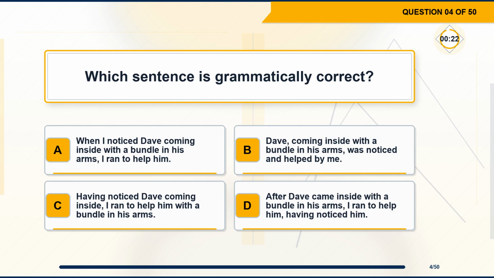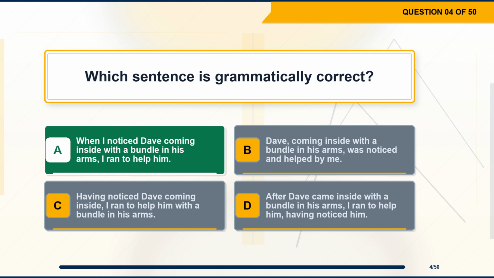Question 4. Which sentence is grammatically correct? Option A. When I noticed Dave coming inside with a bundle in his arms, I ran to help him. Option B. Dave, coming inside with a bundle in his arms, was noticed and helped by me. Option C. Having noticed Dave coming inside, I ran to help him with a bundle in his arms. Option D. After Dave came inside with a bundle in his arms, I ran to help him, having noticed him.